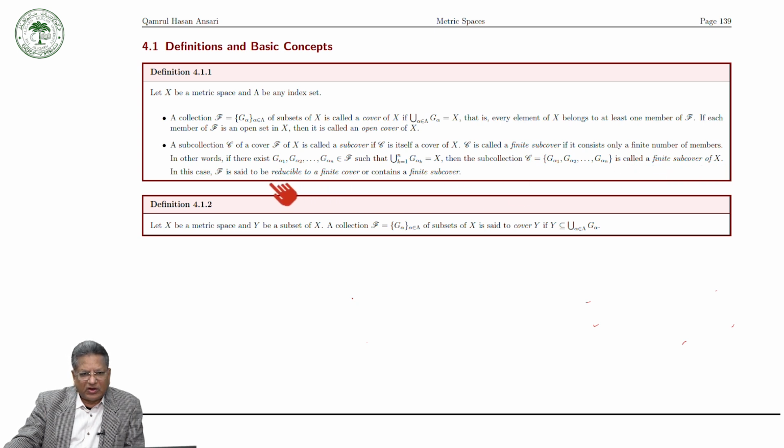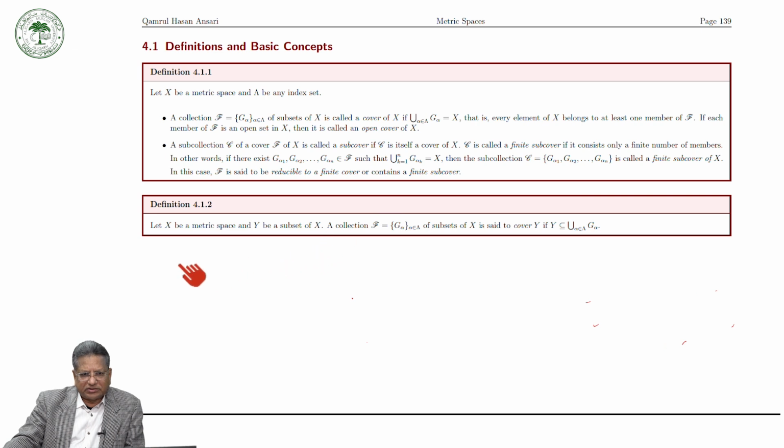If the elements of this C are finite, and these elements are open sets, then it is called a finite open subcover, a finite subcover of open sets or open cover of X.